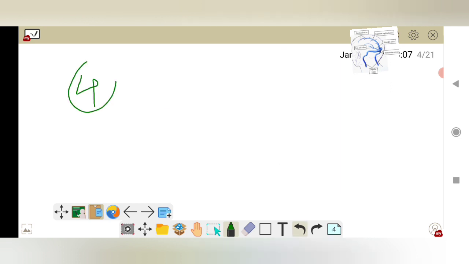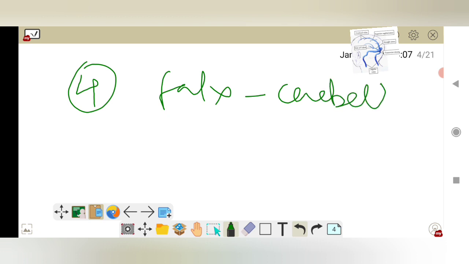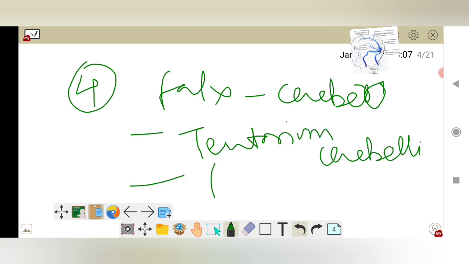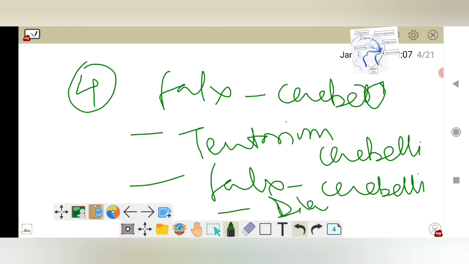These four projections are falx cerebri, then tentorium cerebelli, falx cerebelli, and diaphragma sellae. These are the four projections that are formed by the inward folding or inward projections of the meningeal layer of the cranial dura.